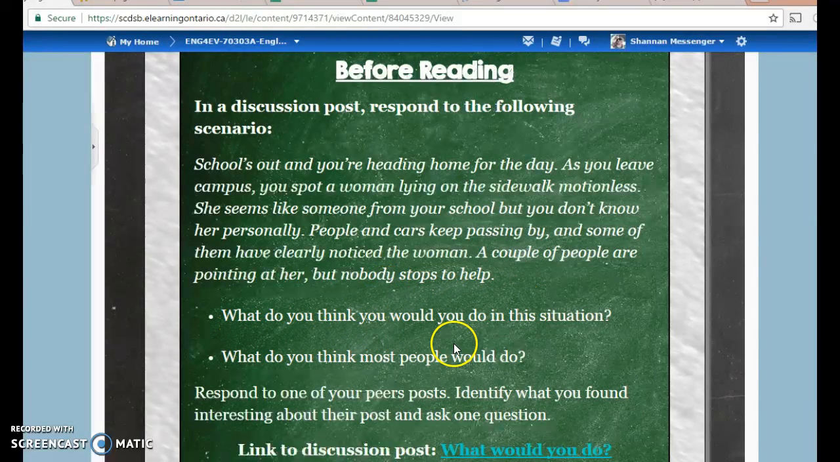What do you think you would do in this situation? What do you think most people would do? Respond to one of your peers' posts, identify what you found interesting about their post, and ask one question. So, in this discussion post, you would click on it and you would answer these two questions in relation to this scenario.